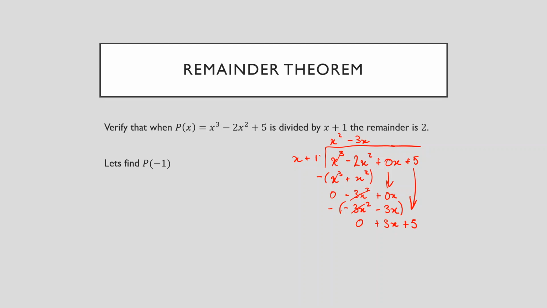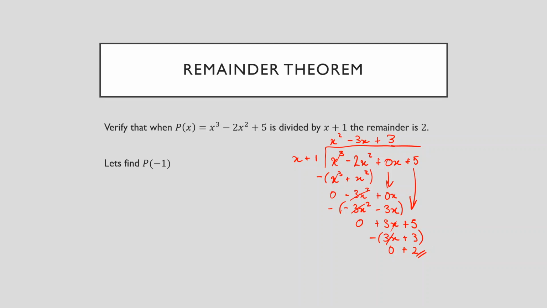Repeat. 3x divided by x is 3. 3 times x is 3x. 3 times 1 is 3. Subtract these. 3x minus 3x is 0. 5 minus 3 is positive 2. There we go. Okay, so the remainder is 2.